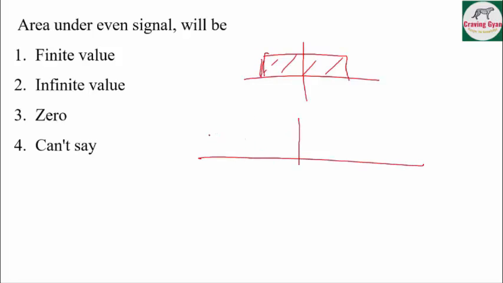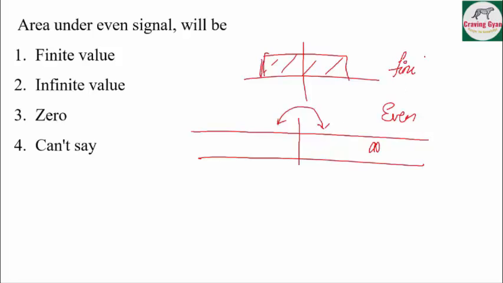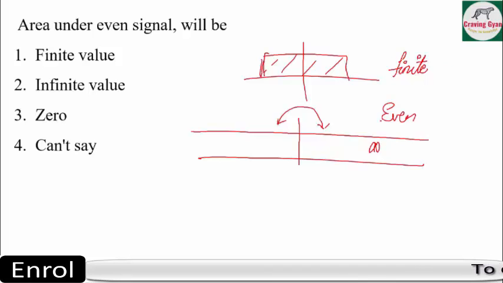And if I am talking about an aperiodic signal, suppose you just consider white noise also. This white noise also is symmetric with respect to first quadrant as well as second quadrant. So it is an even signal. So in this even signal, area is how much? Infinite. But here it is finite value.